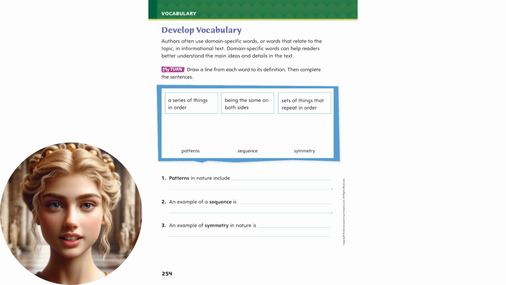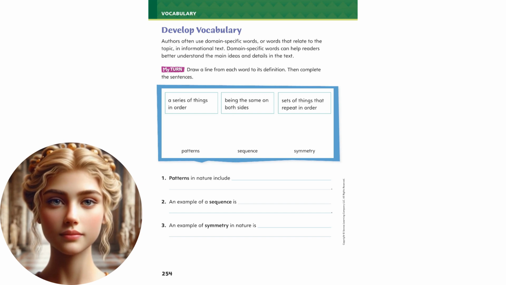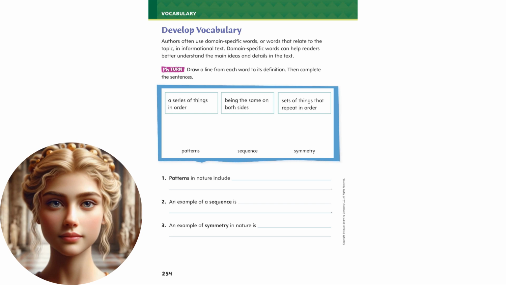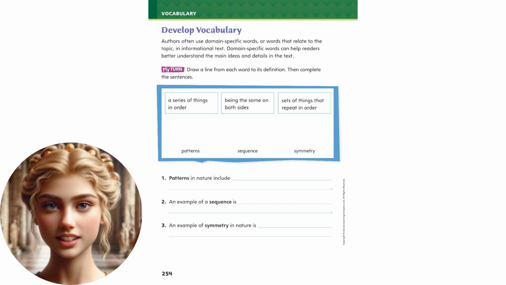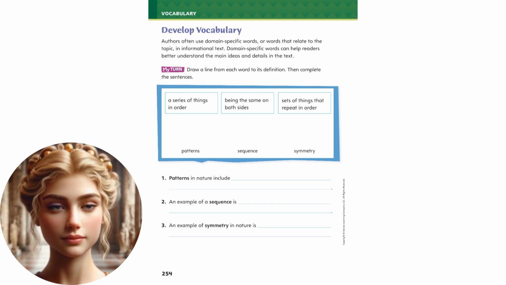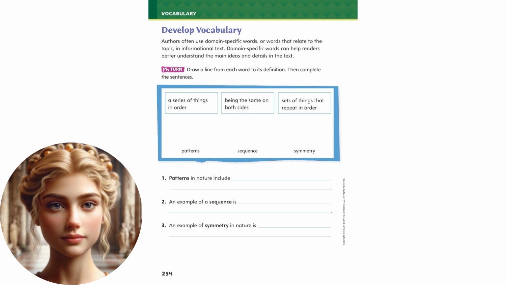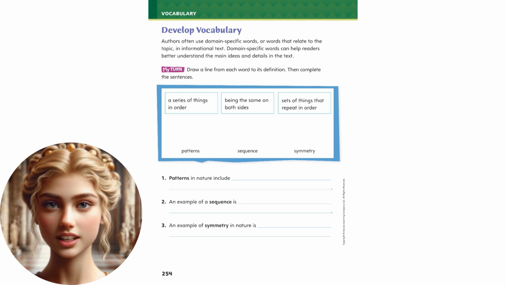Now, let's finish these sentences together. Patterns in nature include maybe stripes on a tiger or spots on a butterfly. An example of a sequence is like counting 1, 2, 3, 4. An example of symmetry in nature is like a leaf or a snowflake.